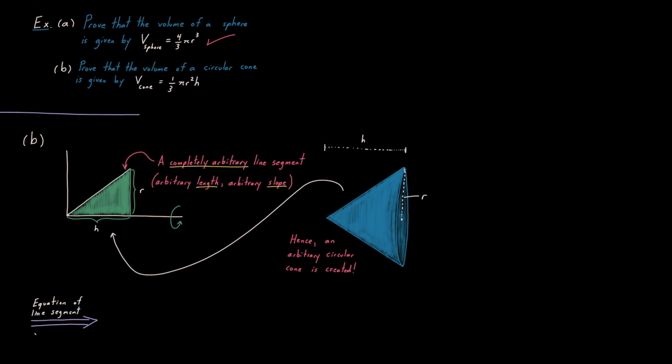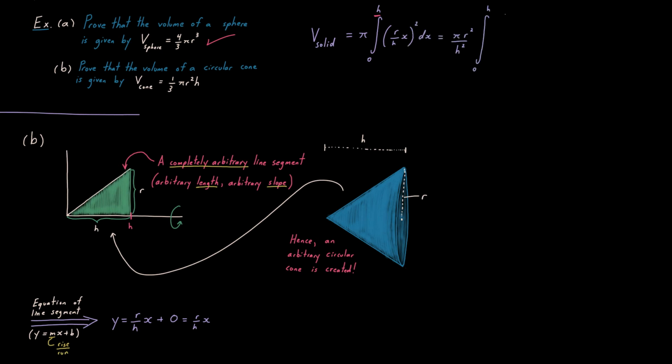It goes through the origin. That line segment has to have a y-intercept, so the y-intercept is 0. M, the rise over run, is r over h. And I've got a nice equation for the upper bound of my region, my function. It's the same thing. I integrate from 0 to h, because h is on the x-axis in this case. And there we have it. It's a really simple integral.